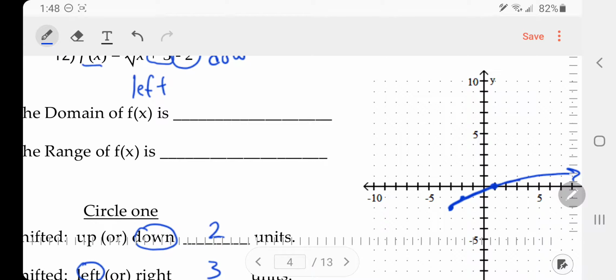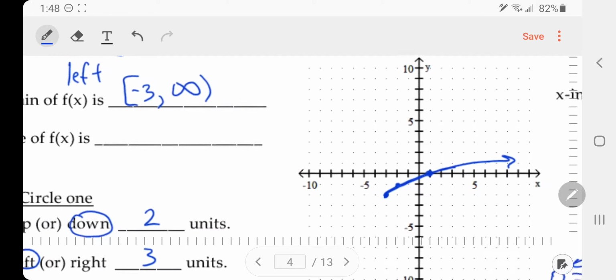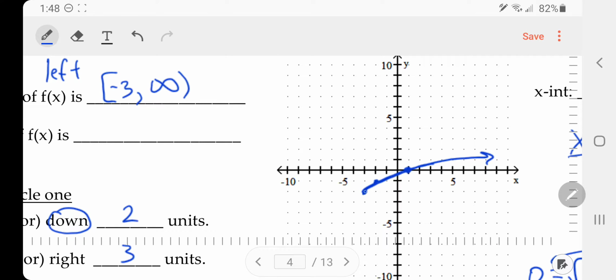Remember, the domain is from left to right. And so this graph is going to start at -3 and go to infinity. You should be able to see that from the picture here. It begins at -3 and goes to the right forever.